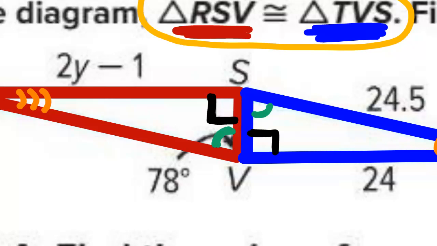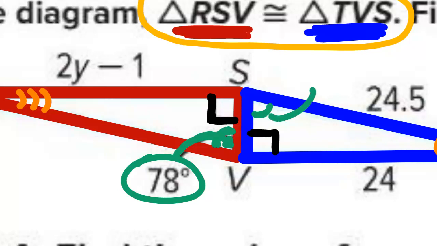How big is angle S that's in the blue triangle? How big? 90 is angle V in the blue triangle. How big is angle S that's in the blue triangle? 78. Here's 78 degrees right here. It's got an angle pointing to this angle. So that means this angle right here is also 78 degrees.